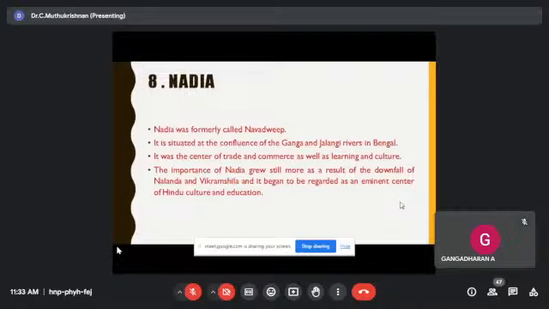The importance of Nadia grew still more as a result of the downfall of Nalanda and Vikramshila, and it began to be regarded as the eminent center of Hindu culture as well as education.